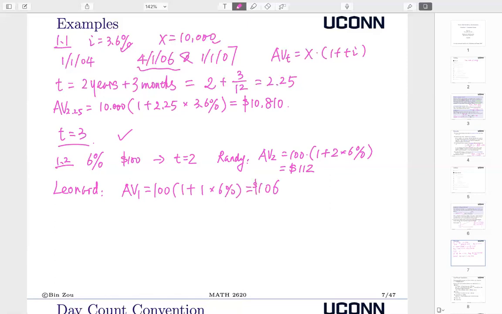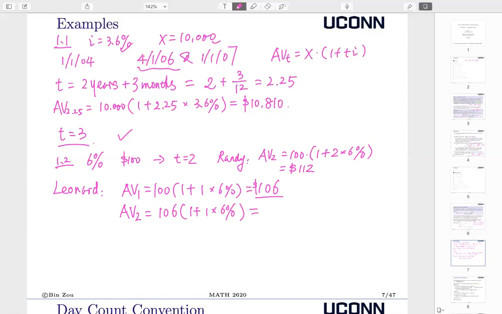Unlike Randy, who holds the deposit for 2 years, Leonard makes a $100 deposit at time 0 and takes out $106 by the end of 1 year. Then he immediately deposits 106 again into the same account, earning the same interest rate. At the end of year 2, we have 106 times 1.06.